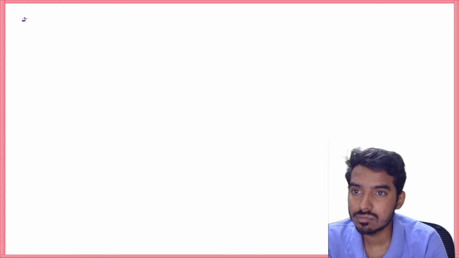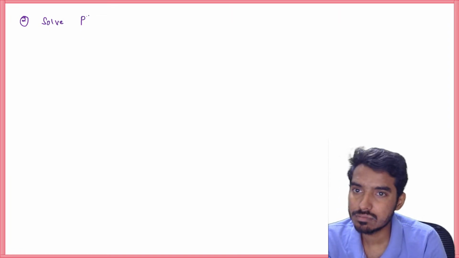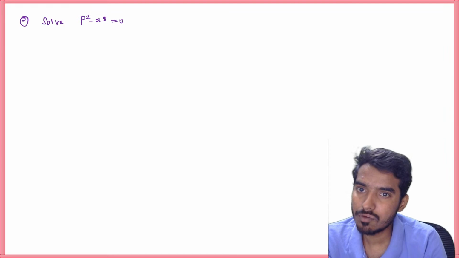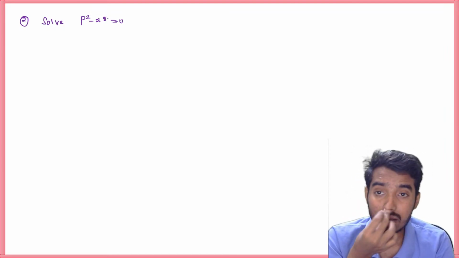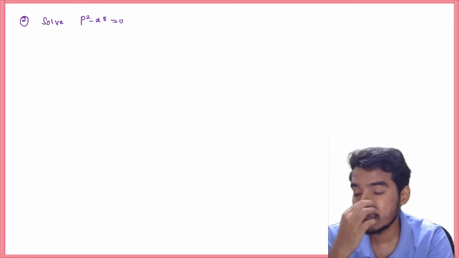And solve p square minus pi is equal to 0, right? In this class, we're going to concentrate only on type 1, right?